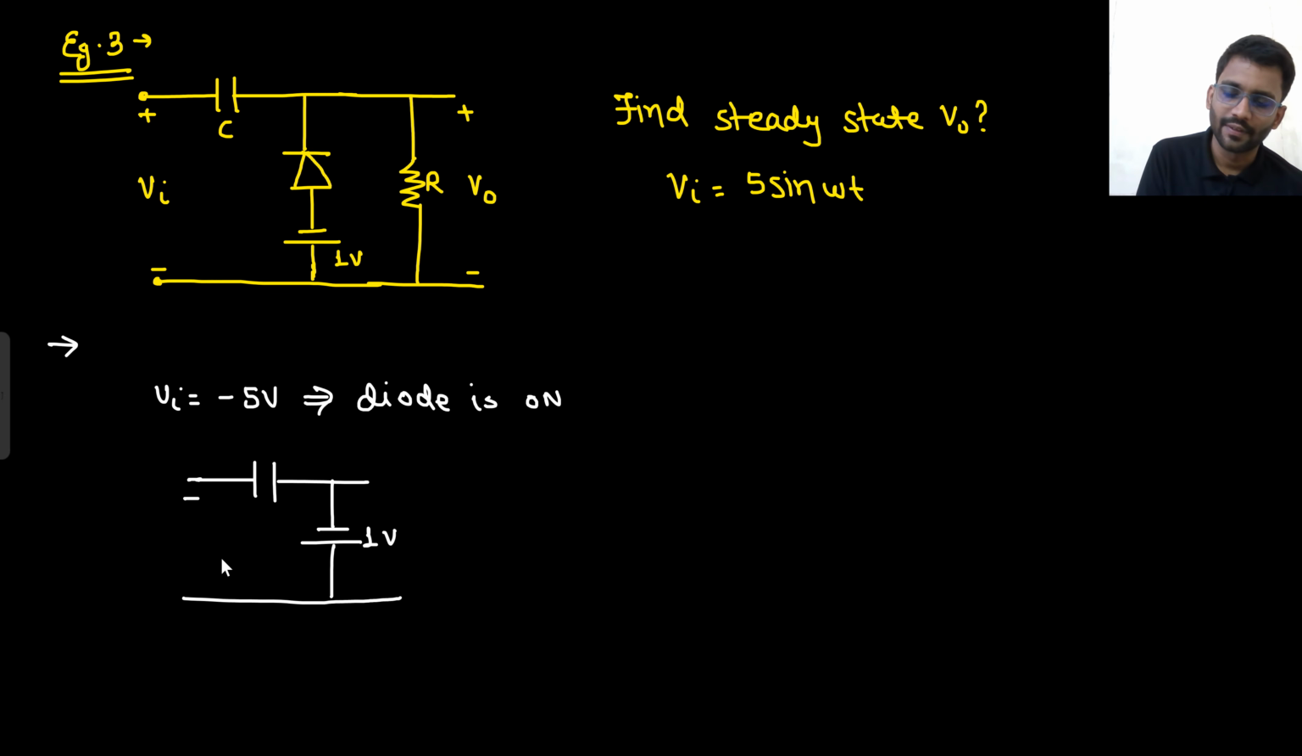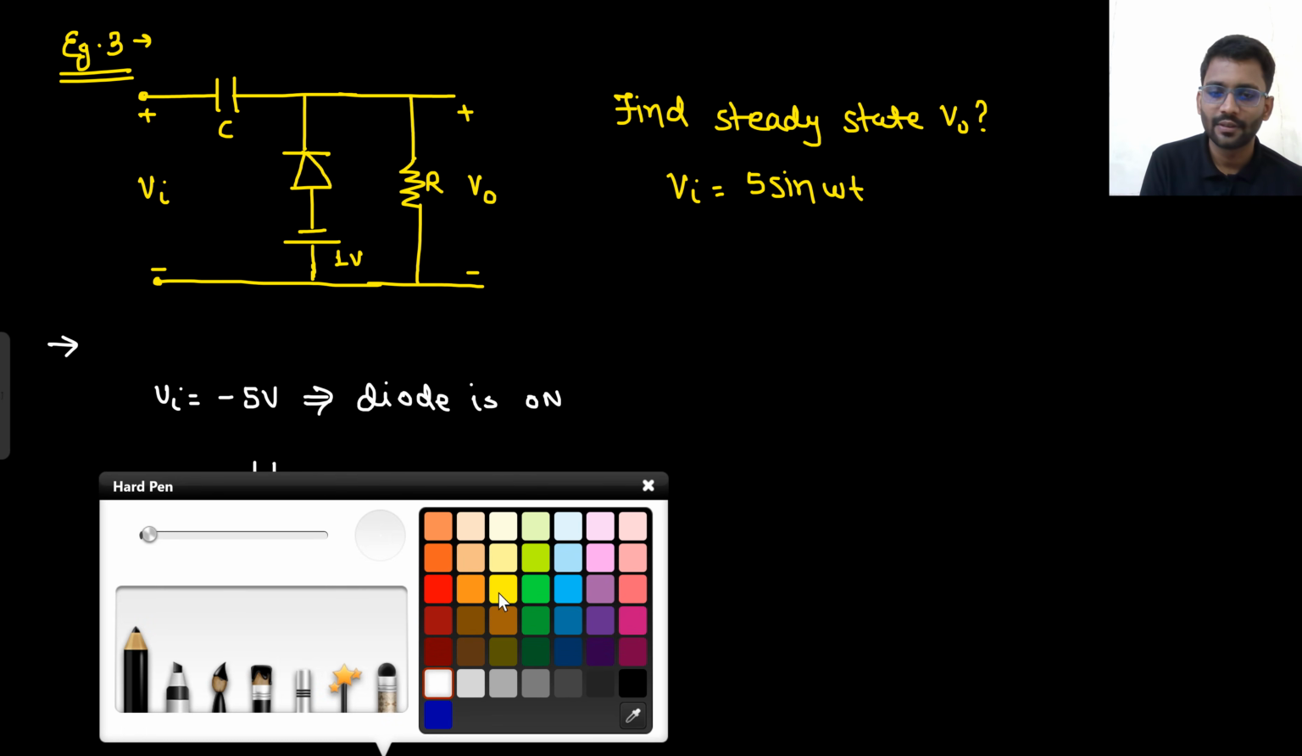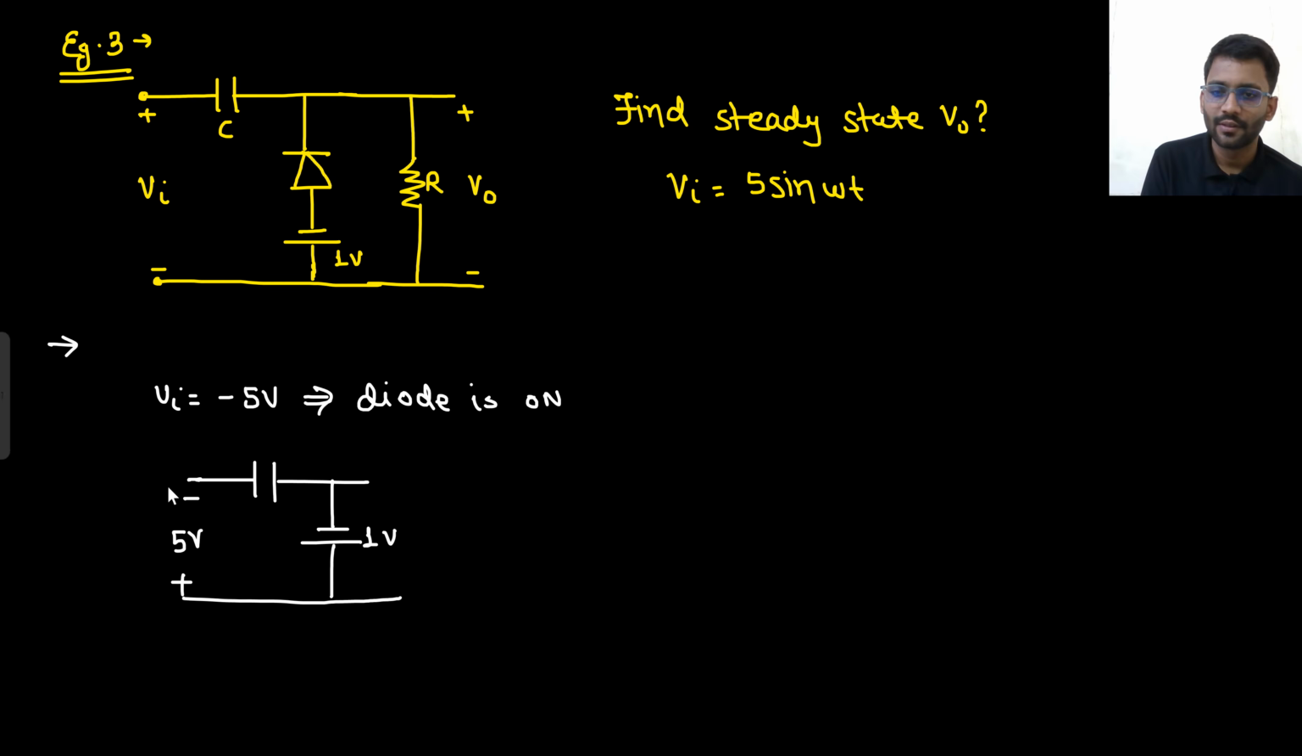It is minus 5. So you can write it in this manner. This potential is minus 5 volt, and now this potential is minus 1 volt. So this will be charged to 4 volt in this direction, plus minus. This is minus 1, this is minus 5.